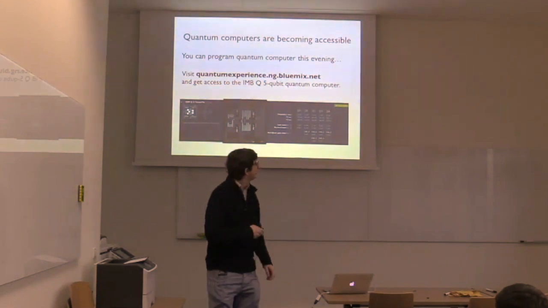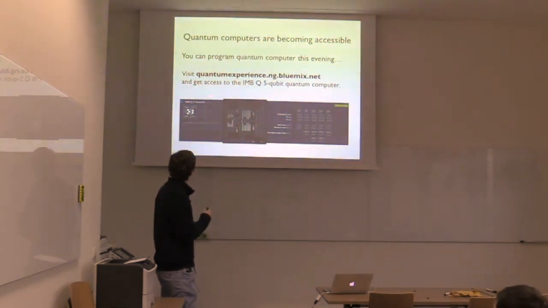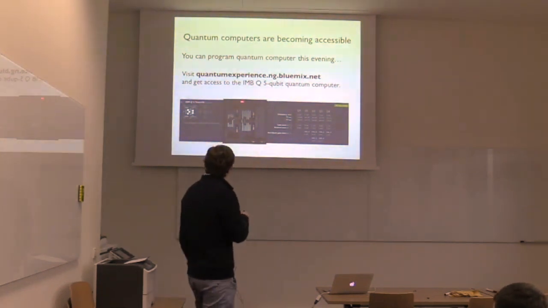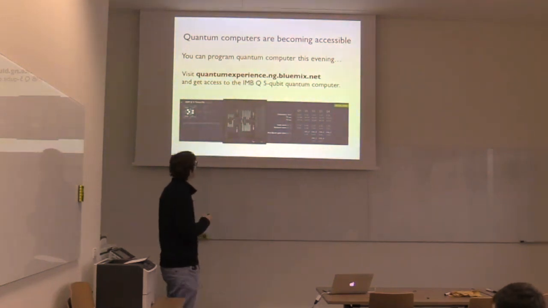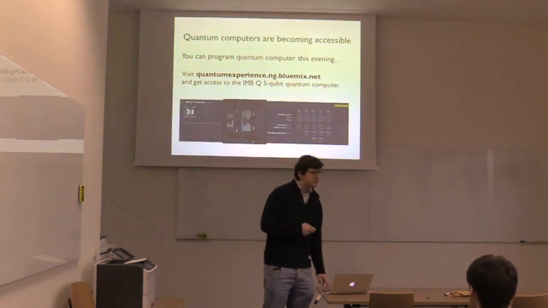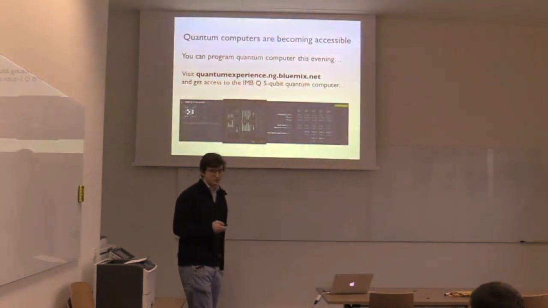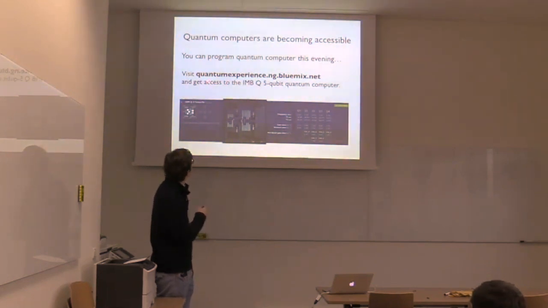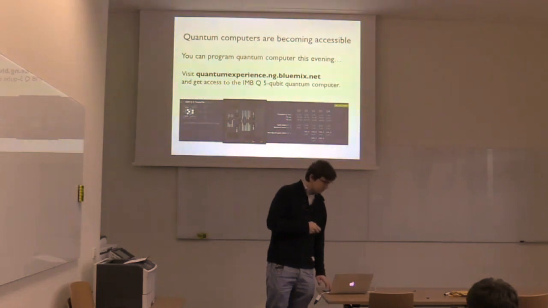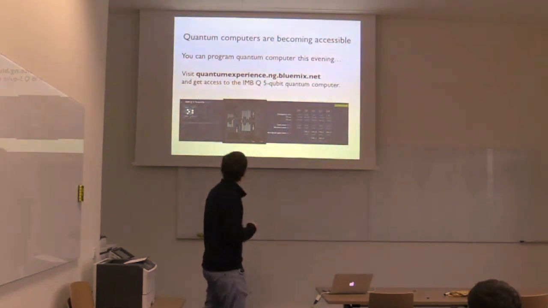And this is an example of the chip provided by IBM, which is based on superconducting circuits, superconducting qubits. What is important is that these chips not only exist, but they are accessible. Every one of you can log in on this website and get access to this 5-qubit quantum computer, and you can start playing with this.